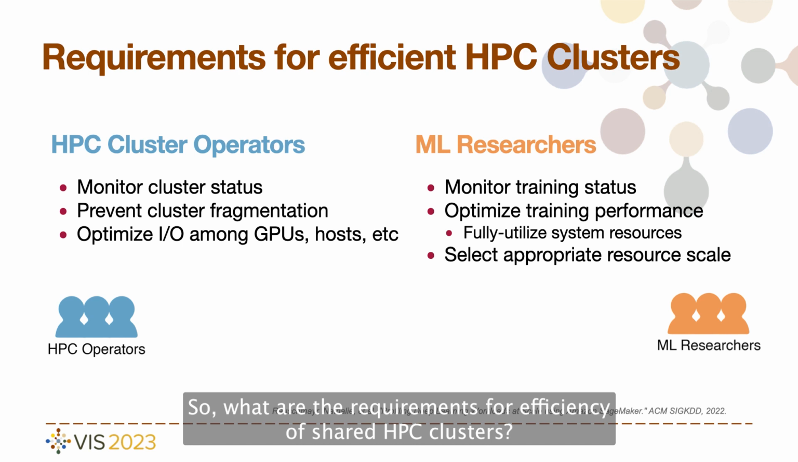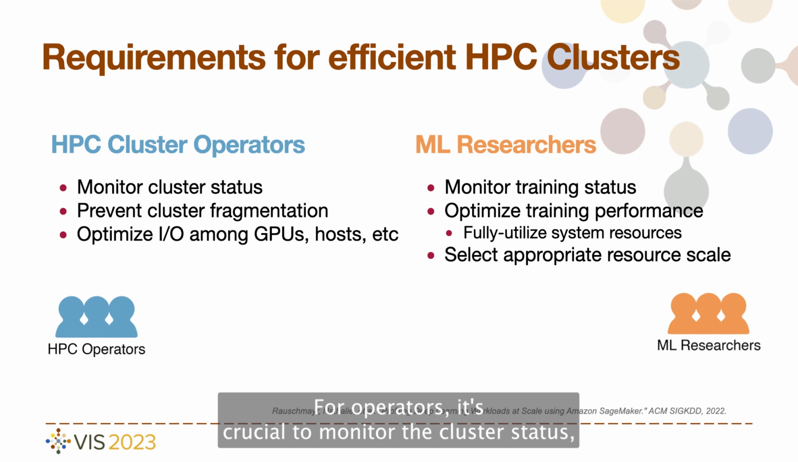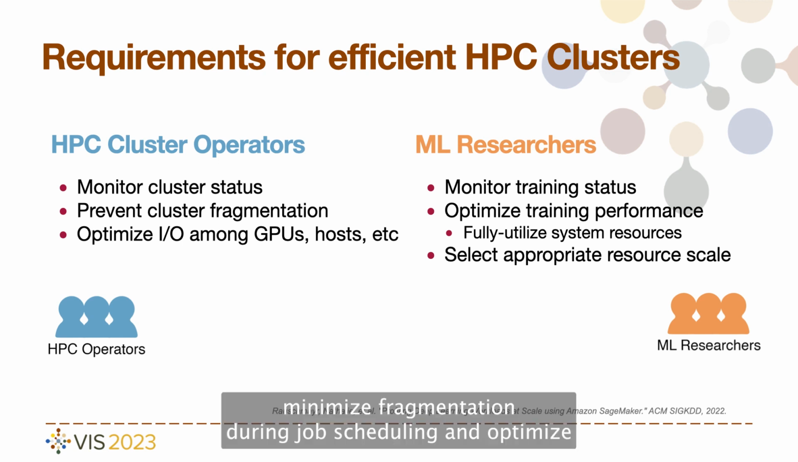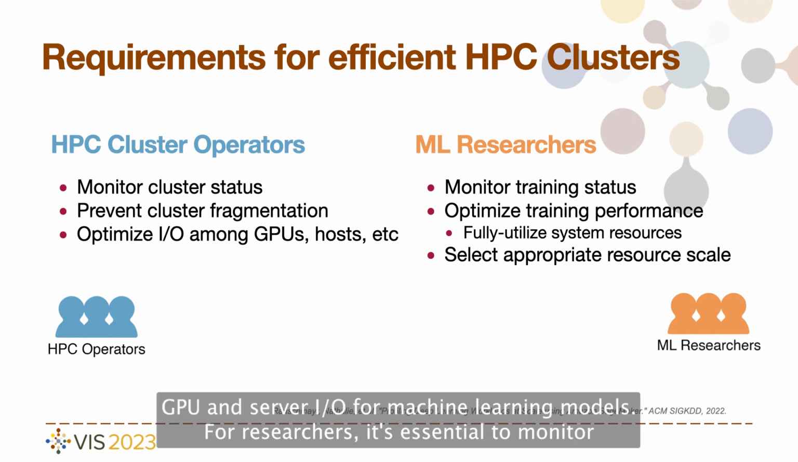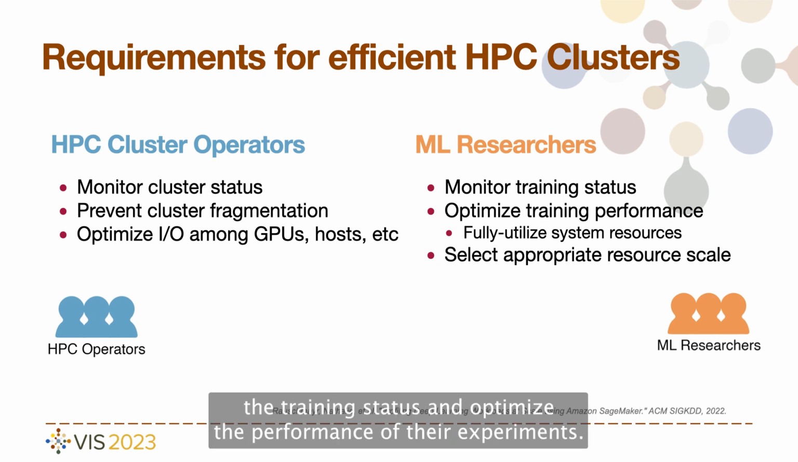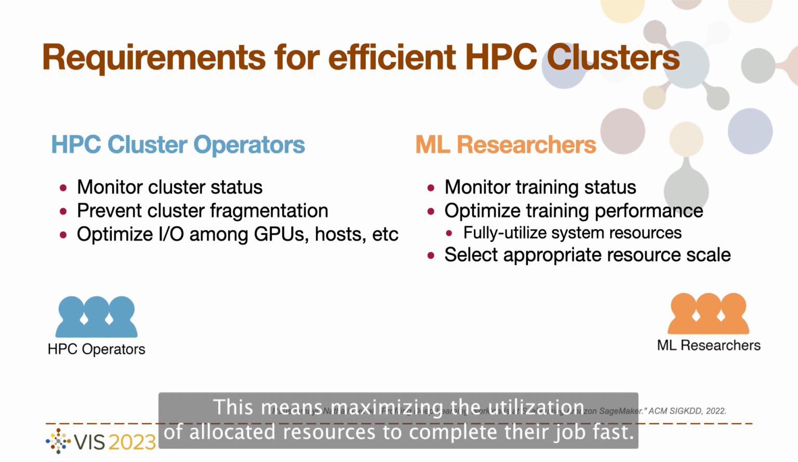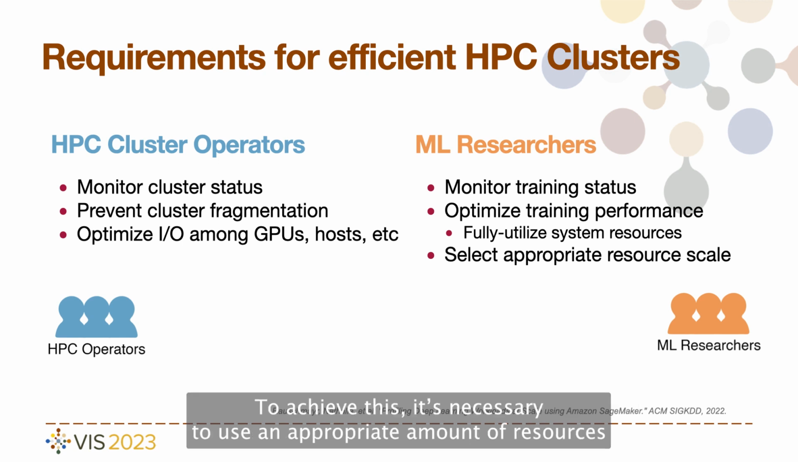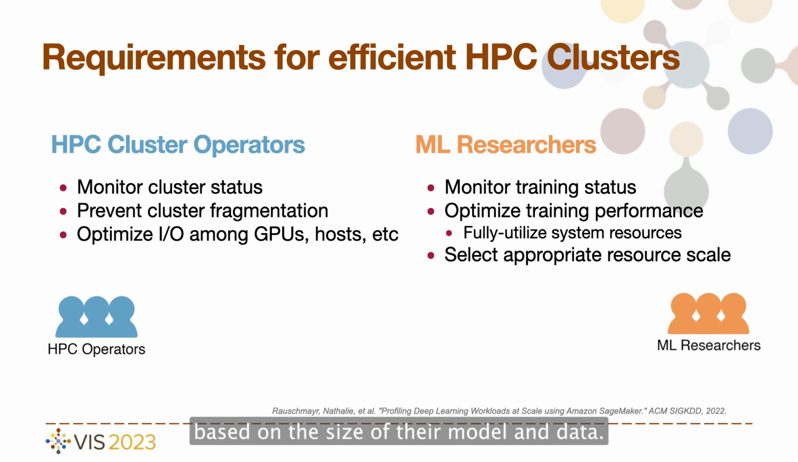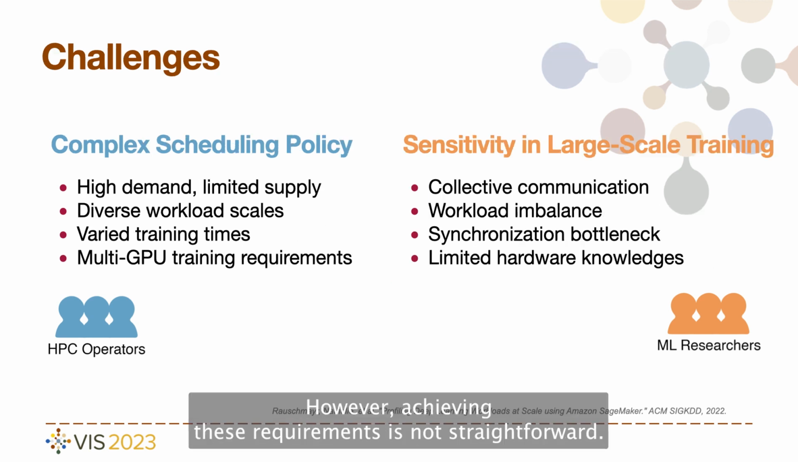So what are the requirements for efficiency of shared HPC clusters? For operators, it's crucial to monitor the cluster status, minimize fragmentation during job scheduling, and optimize GPU and server I/O for machine learning models. For researchers, it's essential to monitor the training status and optimize the performance of their experiments. This means maximizing the utilization of allocated resources to complete their job fast. To achieve this, it's necessary to use an appropriate amount of resources based on the size of their model and data. However, achieving these requirements is not straightforward.